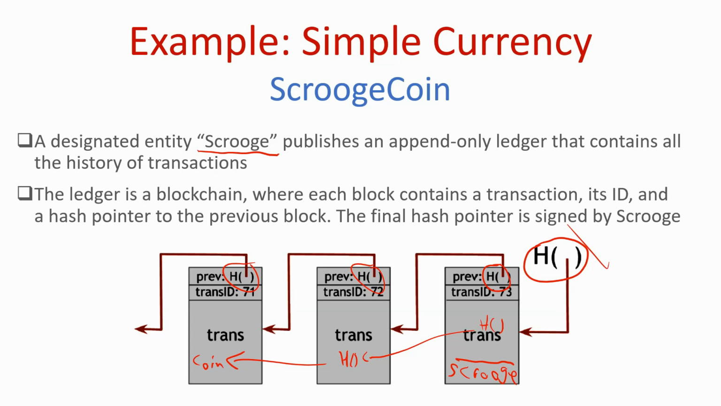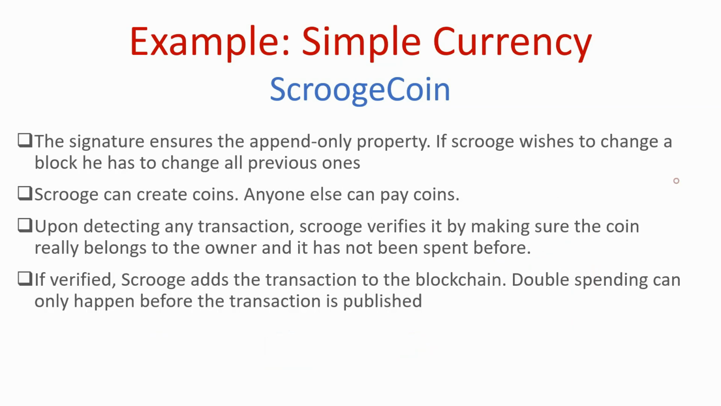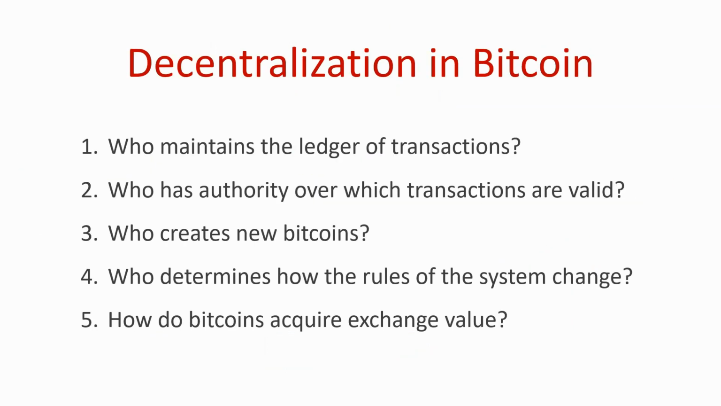Scrooge also has the power to invoke certain transaction fees. He can tell you, for example, I'm not going to include your transaction until you pay me a certain amount of money. This would make this system a centralized system that is owned by Scrooge, and this is what we want to avoid in blockchains in the first place. So basically what we want is to have all the features that we saw in Scrooge coin, but in a decentralized way. This is what cryptocurrencies have. Bitcoin and Ethereum and all these cryptocurrencies have a decentralized blockchain. And so once we decentralize Scrooge coin, basically we will decentralize the blockchain itself.